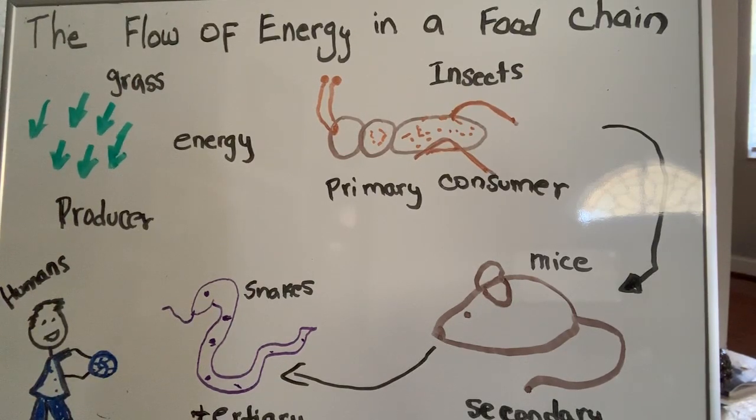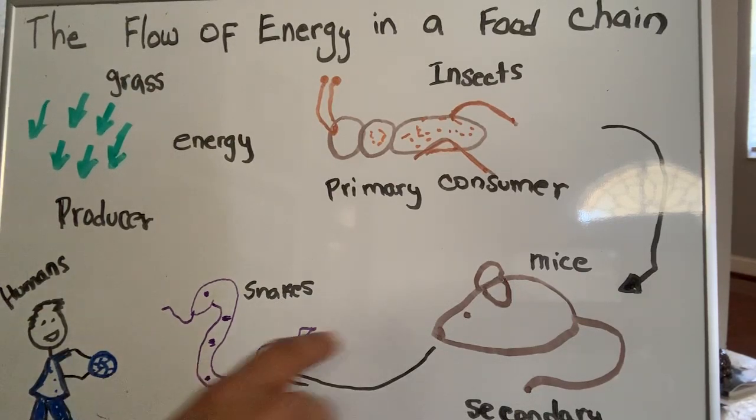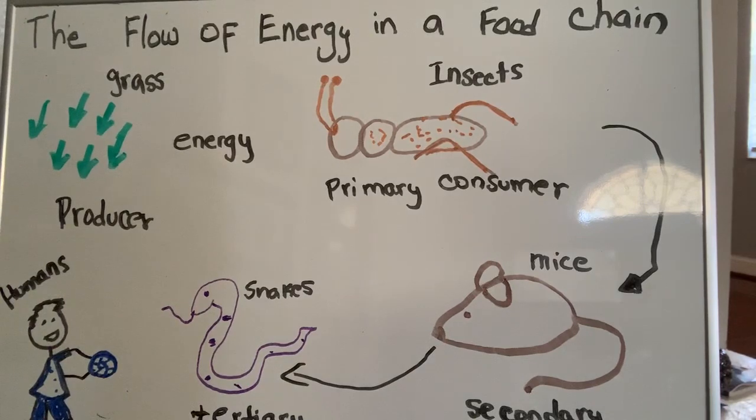Consumers are categorized in three different levels. We have herbivores, carnivores, and omnivores. Herbivores are animals that eat only plants and are classified as first-level consumers, right here, okay? In the food chain. These animals can range in size from tiny insects to big gorillas.